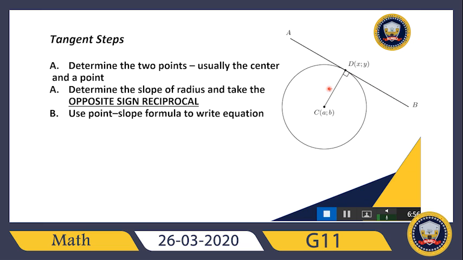How to find the slope of this line? Basically we have 2 points, so we can find the slope by using the formula y2 minus y1 over x2 minus x1. Let's take an example to show the process of how to find the tangent of a circle.